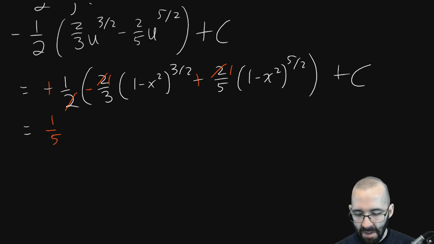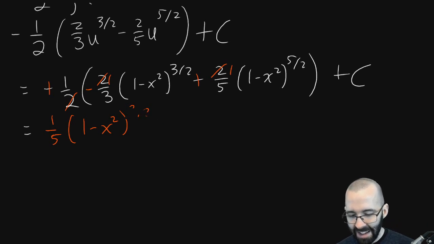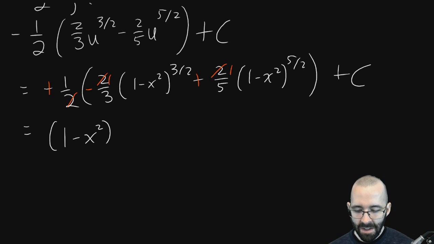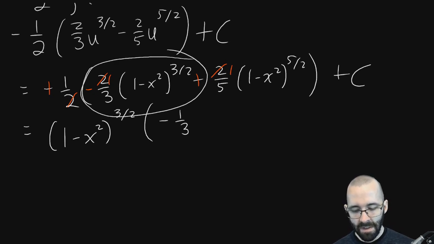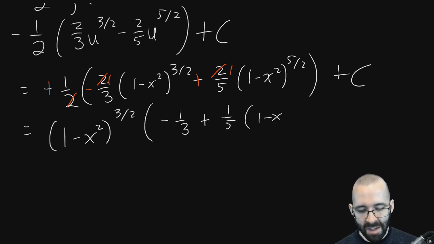And write this as 1/5. All right, we can factor out a 1 minus x squared to the 3/2. I'm doing a lot here in one step, which is not good. Let's do it in 2 steps. Let's factor out a 1 minus x squared to the 3/2. What are we left with? First term is just -1/3, right? The second term is plus 1/5. We're left with 1 minus x squared, like so.